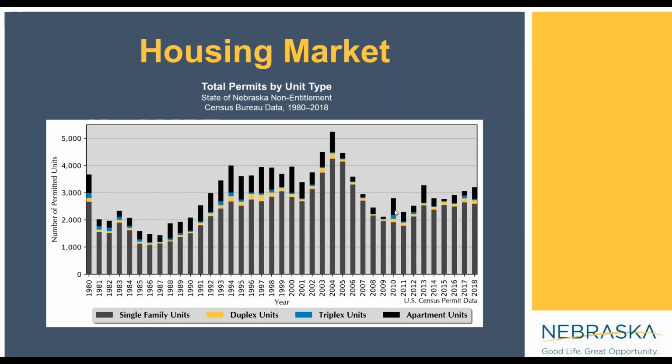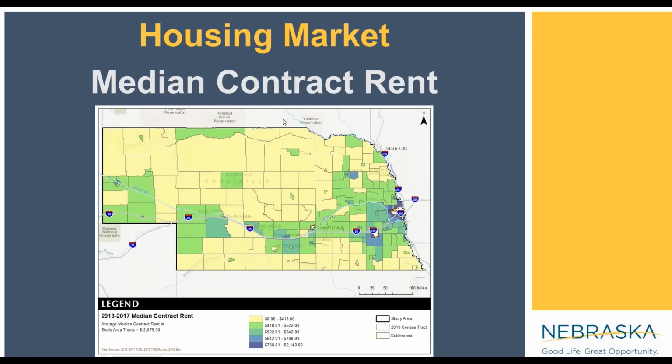These are units, so if you have one apartment complex with like 100 units, this is the unit count, not just the complex count. And then we see a mix there. So that's what we see. That's total permits by unit type for the non-entitlement areas of Nebraska.